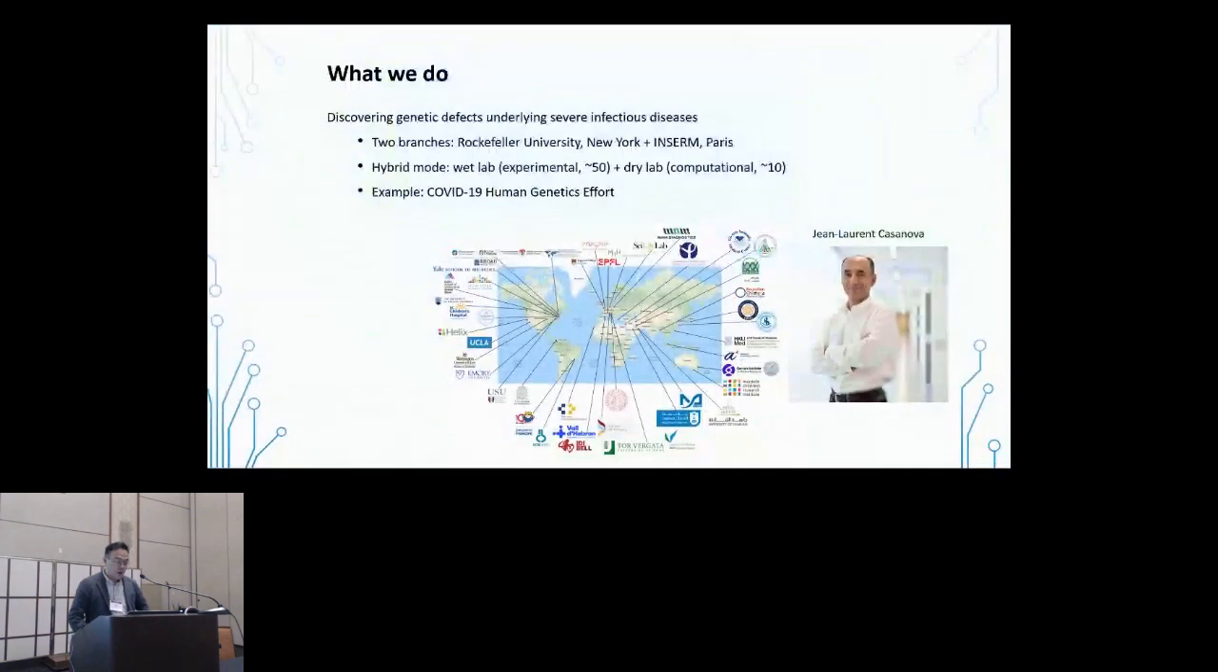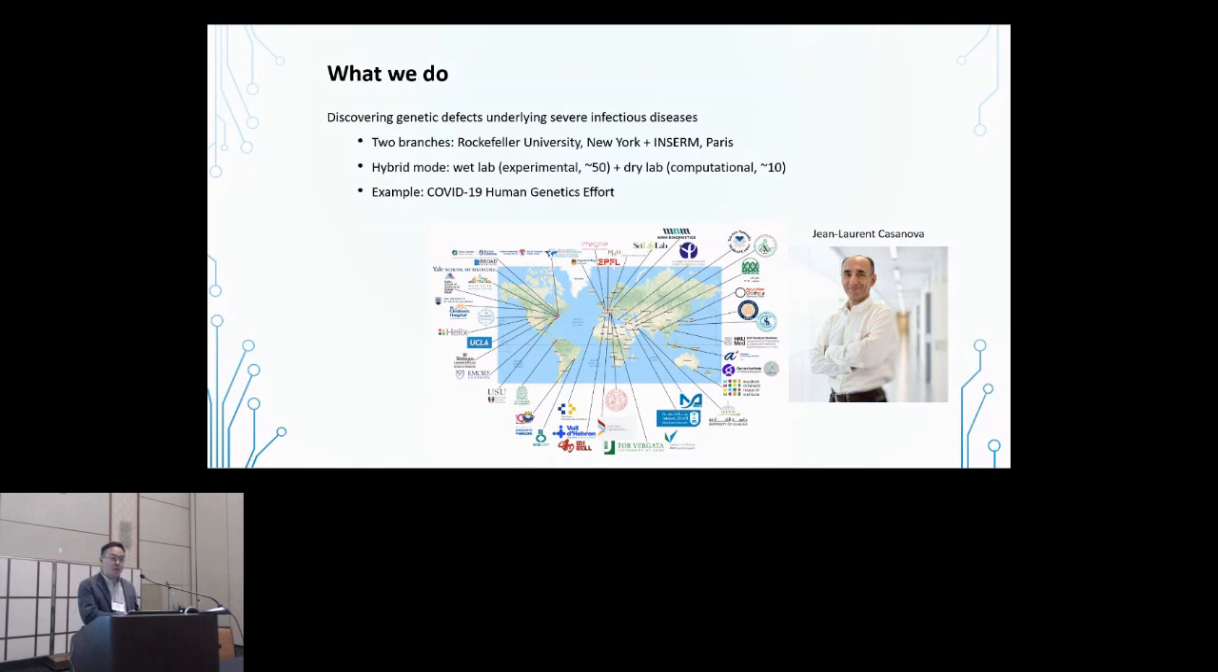What we do in the lab is try to discover the genetic defects underlying severe infectious diseases. We are collecting patients suffering from rare infectious diseases across the globe. We have two branches, one at Rockefeller University and one in Paris. In both labs, we have this hybrid mode: about 50% in the wet lab and about 10% in the dry lab.